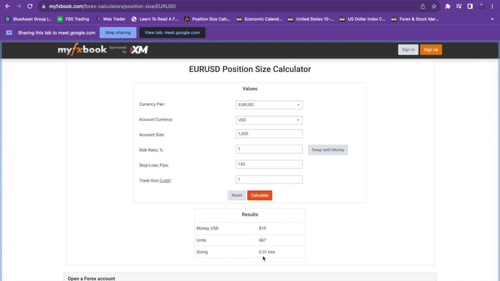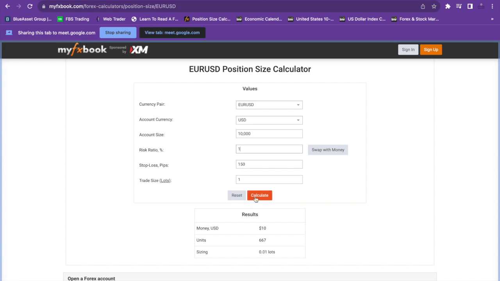What they've done in the cent account is, once you deposit money into it, they don't put it as $100, they put it as 10,000 cents. The reason they do that is so that you can still use all of these calculators without having to work anything out. So you say, okay, I've got 10,000 cents, that's $100. I want my risk ratio to be 1. My stop loss is 150 pips.